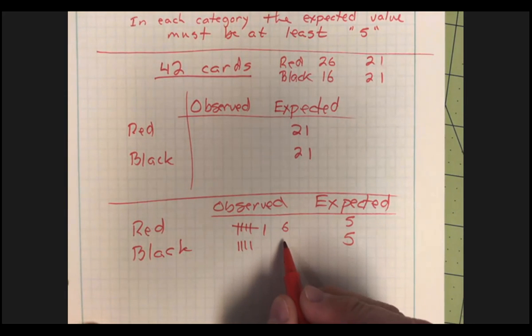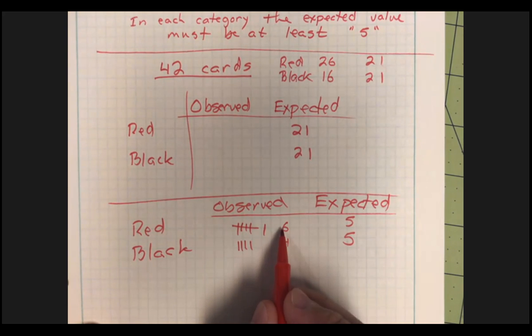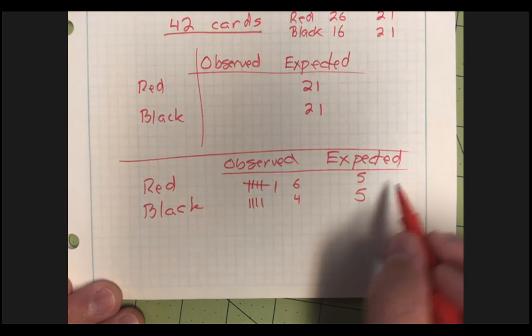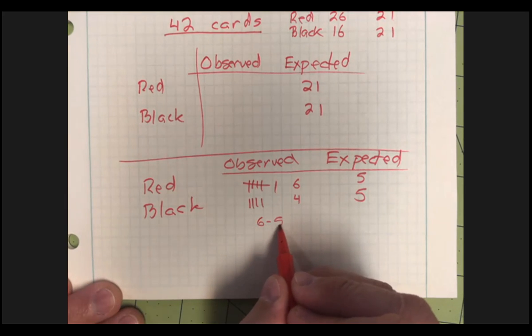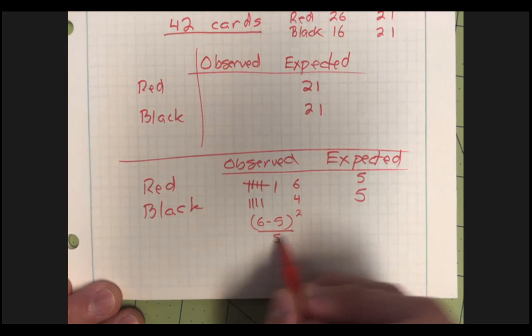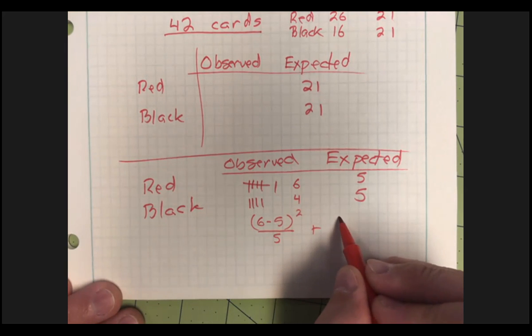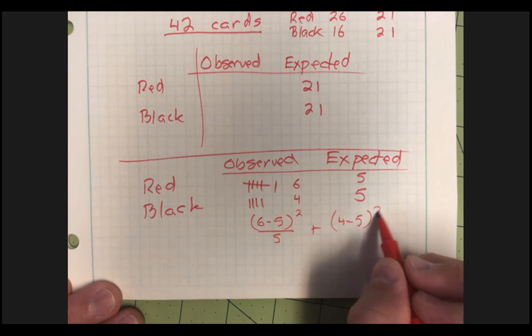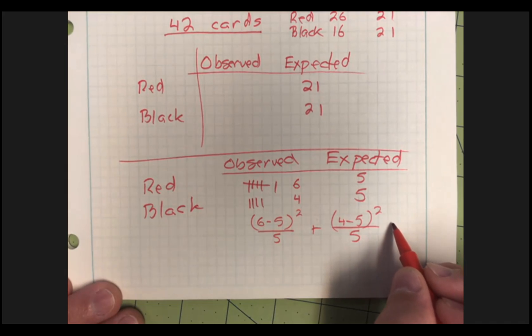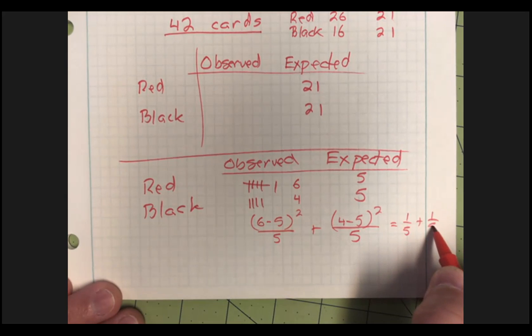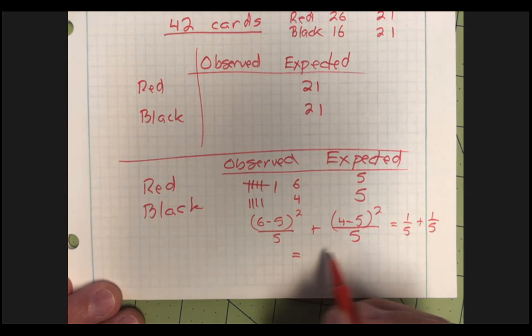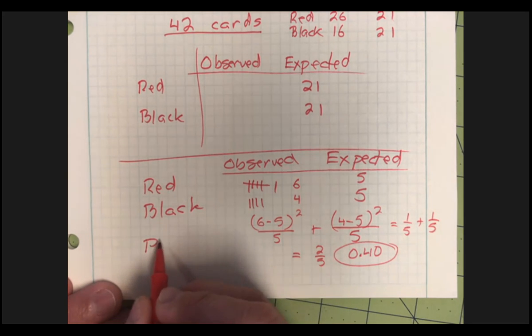Because your observed value was six reds and observed value was four blacks. Let's do the test. What's the difference? Six minus five squared over five plus four minus five squared over five. Now, what is that? One over five plus one over five. What do you got right there? Two over five, which is 0.40. That's your test statistic.